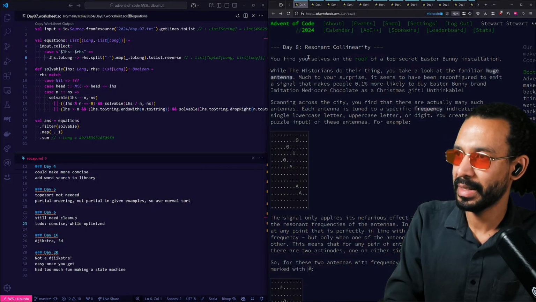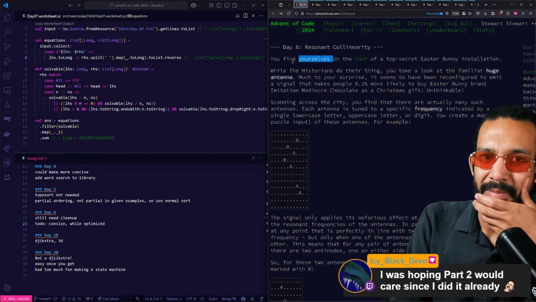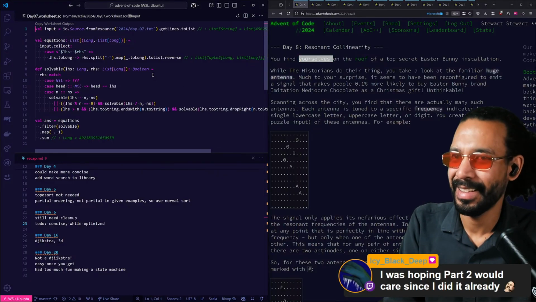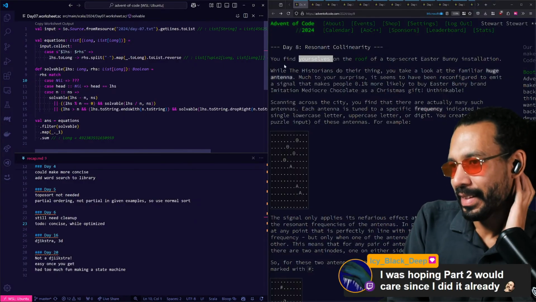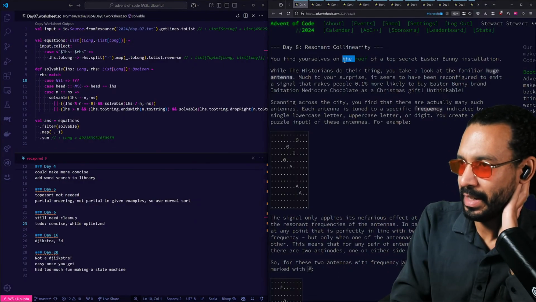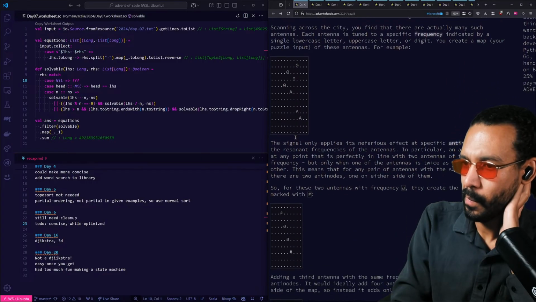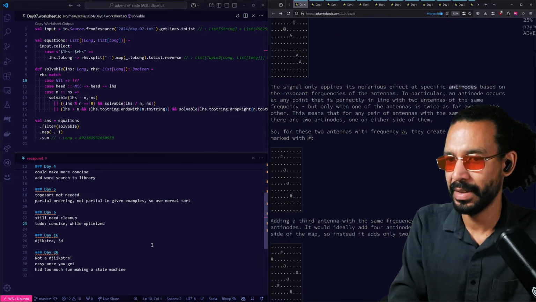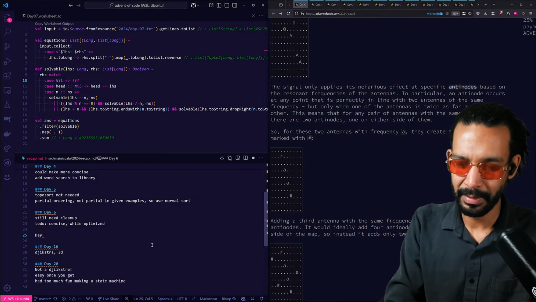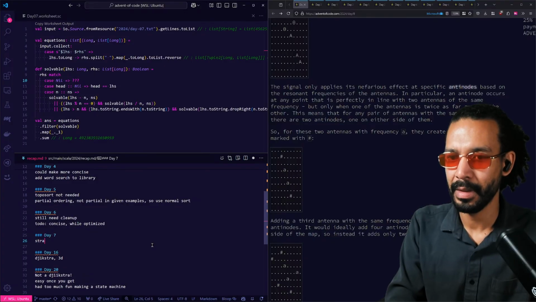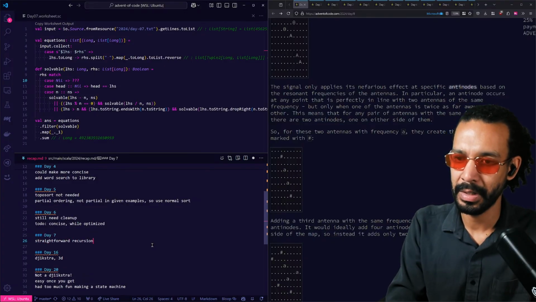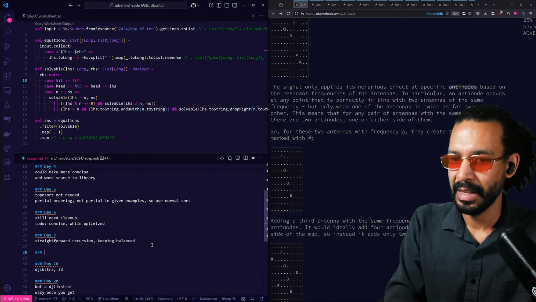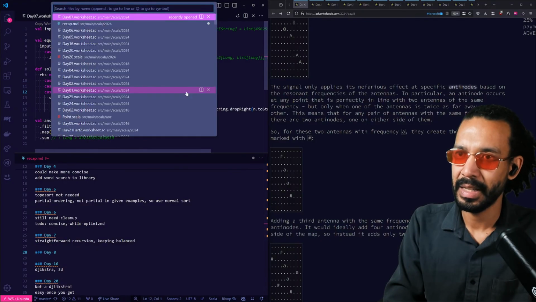Okay, day 8. That would have been a nice delta for you. Day 8, resonant collinearity. What is this? Oh, this one, I really enjoyed this one actually. Okay, so wait, day 7, straightforward, recursion, keeping balanced. That was easy. Day 8 was fun to write.